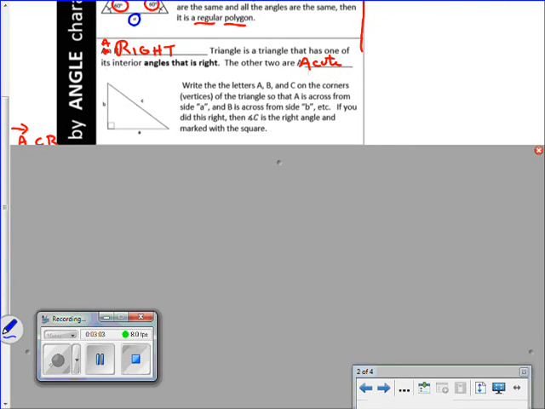Now, if we look at the writing, it says write the letters A, B, and C in the corners, the vertices of the triangle, so that A is across from side A. So here's side A right here, right? So I'm going to go across from it and find the angle that would make it right there, okay? So I want you to do the rest. B is across from the side B, and so on. Go ahead and do that, and then put me on pause and come back and check to see if you did it correctly.